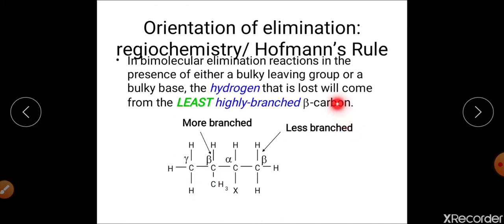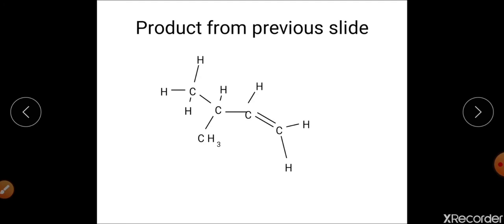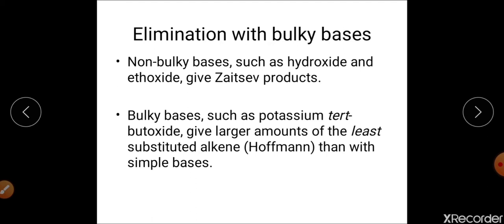So no doubt it will more easily attack at this particular beta carbon and will abstract the hydrogen, and there is again a formation of the Hofmann product instead of the Saytzeff product. So this is another case. This is the third case in which we were discussing the steric hindrance at the beta carbon atom.